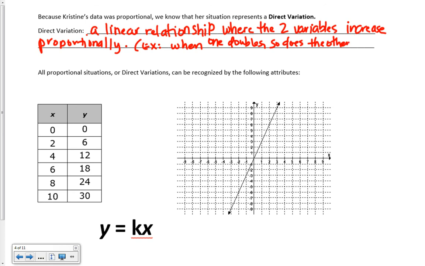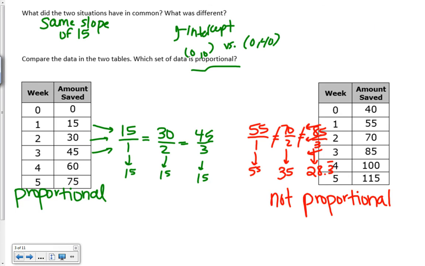Okay, now again, just because it's not a direct variation doesn't mean it's not still linear. But let me go back and show you these two tables again, okay? I'm looking over here on Christine's. When this x value doubled, right, to go from 1 to 2 is doubling, so did this side. It also doubled, right? Or you could even see from 1 to 3 it tripled. 15 to 45 is tripling.